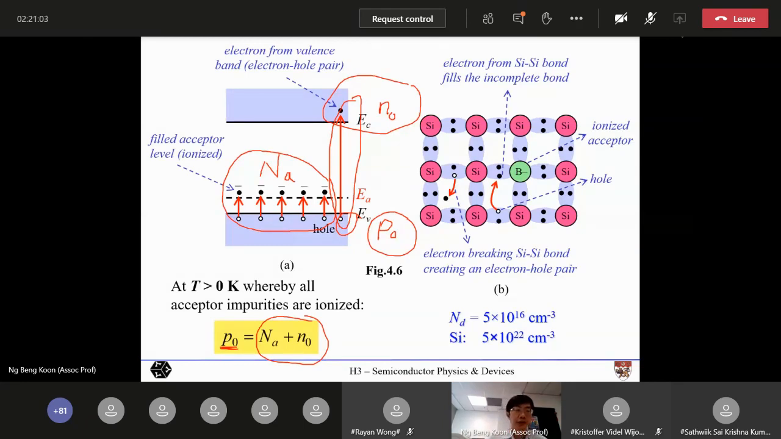So notice that the positions of the carriers are switched, right? In the case of an n-type semiconductor, n naught equals ND plus p naught, because n naught is the majority carrier for n-type. Whereas in this case, where we put acceptor dopings, p naught is now the larger number carrier. Okay, so p naught is now on the left-hand side. All right, so there's a slight difference between these two.